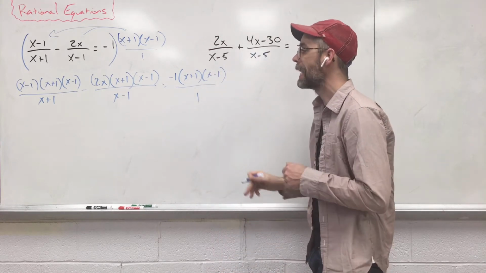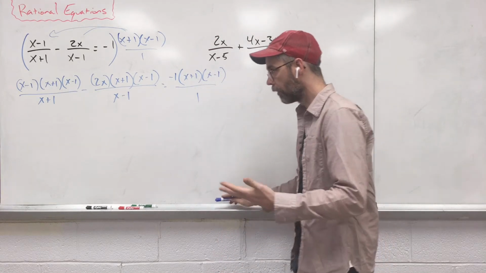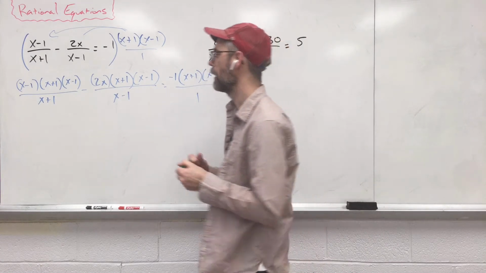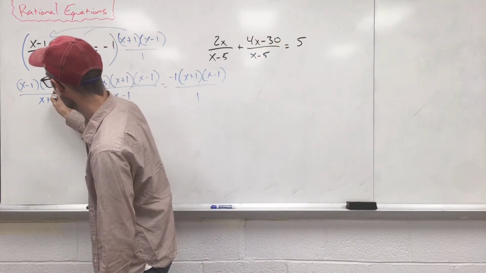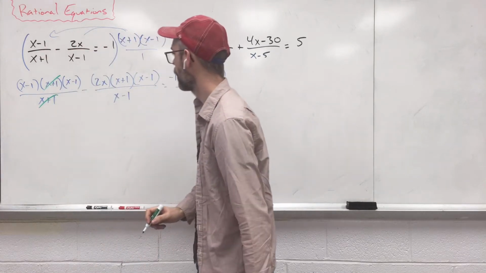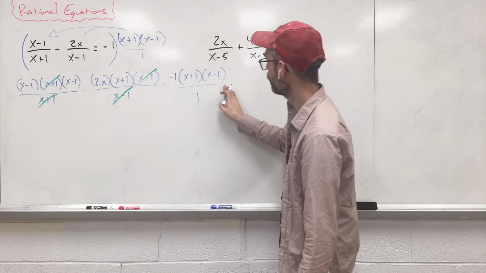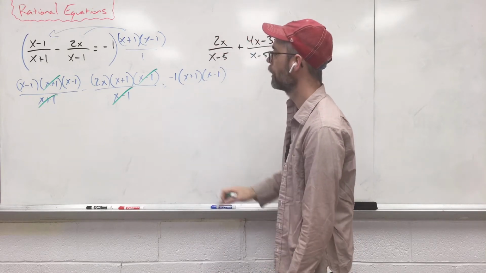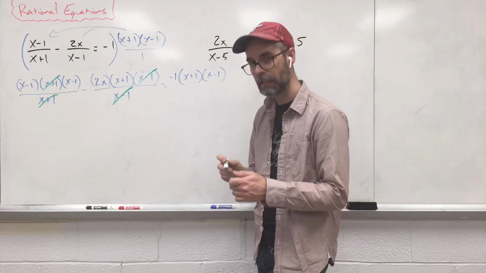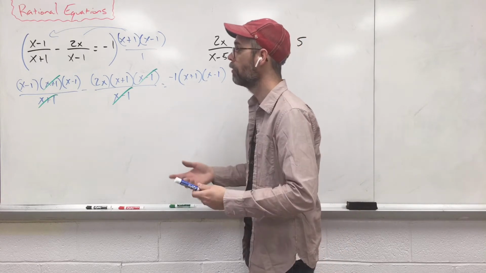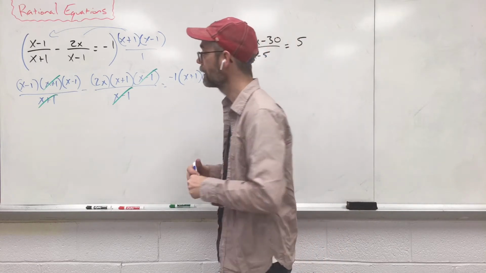So now's the fun part, because we have these ugly problems, but things end up canceling. So x plus 1, that group cancels with that group. X minus 1 group cancels with that. And I don't have anything over here, so let's just get rid of that 1. And now nothing is in the denominator. We have nothing downstairs, and that's good. Now we just have to multiply things together.